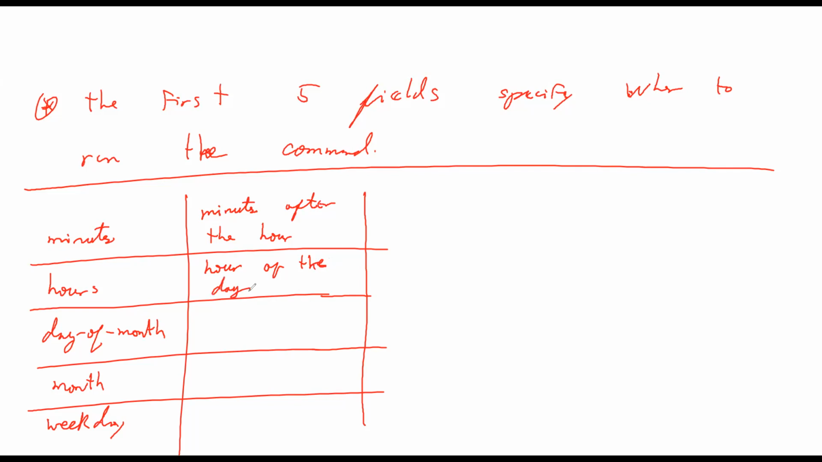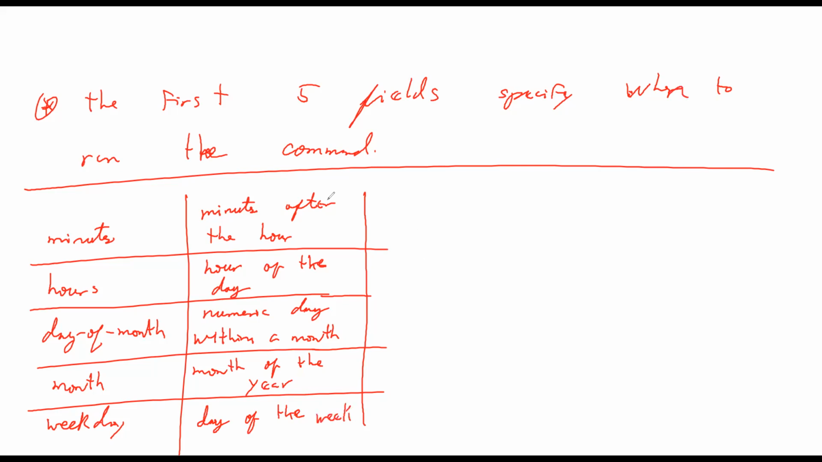The next one is the day of the month. That's a numeric day within a month. Then you have the month of the year, and finally the day of the week. You have to use all of these parameters in combination to figure out when something should happen.